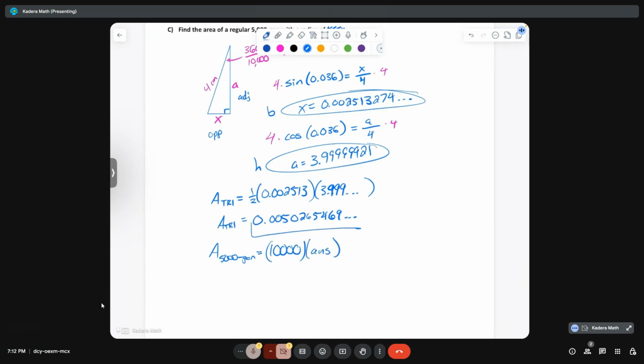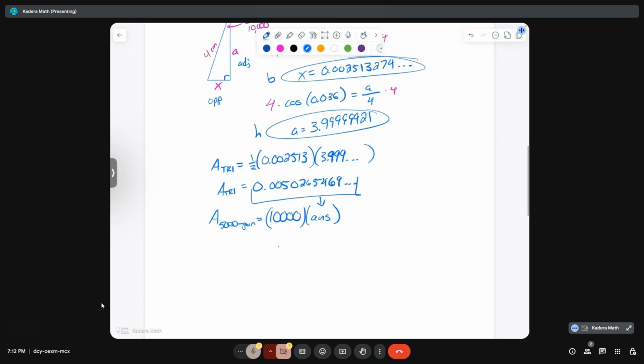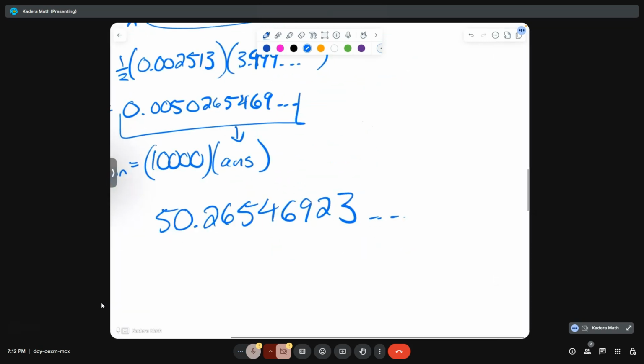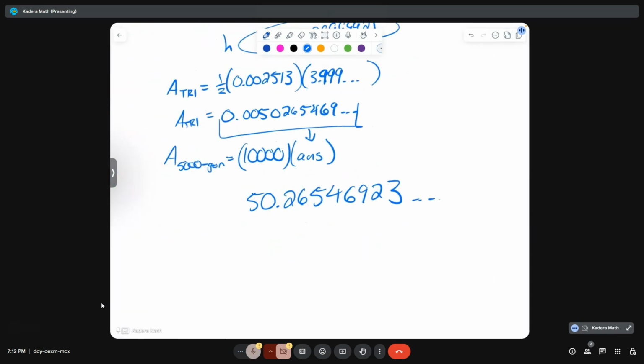So I'm just going to take that times 10,000, and that's literally just moving the decimal spot over, right? And so we get 50.2654693. And that decimal continues. So all throughout this problem, I have not truncated or rounded my decimal at all. I've recalled my answer every time it was necessary. That means that this decimal approximation of the area of this 5,000 gon is pretty much dead on.